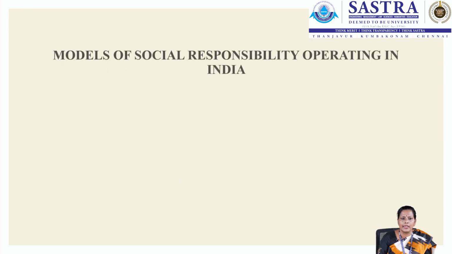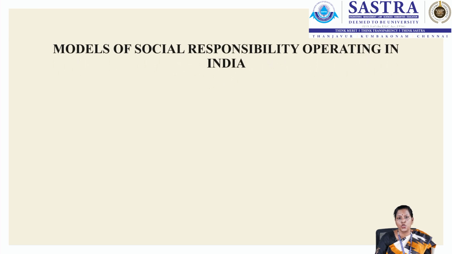Now let us see what are all the models of social responsibility that operate in India. First, we are going to talk about the ethical model. This ethical model is based on Gandhi's theory of trusteeship. Gandhi always felt that the rich people, wealthy people, and the business houses play a very crucial role with respect to alleviating the social problems that a particular country faces.